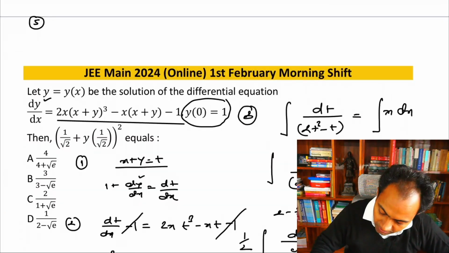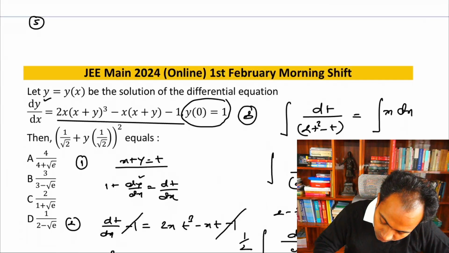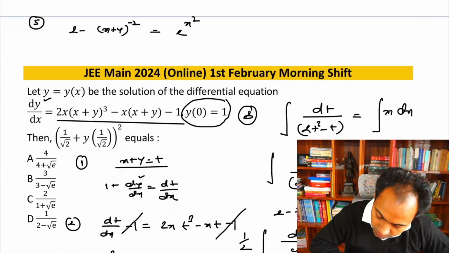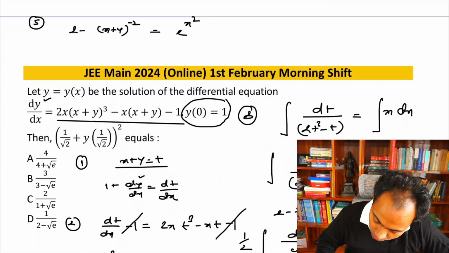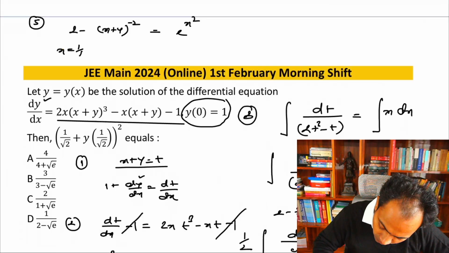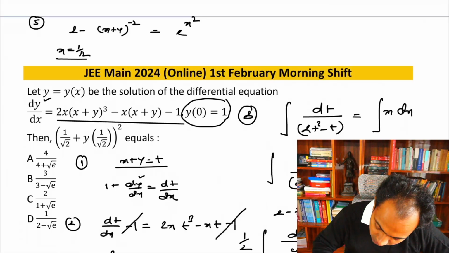Now in the fifth part, we have got the value of 2 minus x plus y raised to the power minus 2. This is nothing but e raised to the power x square. And now once you have got this value, we can just figure out by putting 1 by root 2. So this fundamentally means that we need to figure out the value when x is equal to 1 by root 2. And then corresponding to that, whatever y comes to, what we want is the value of this part.